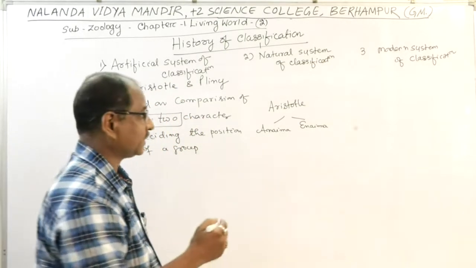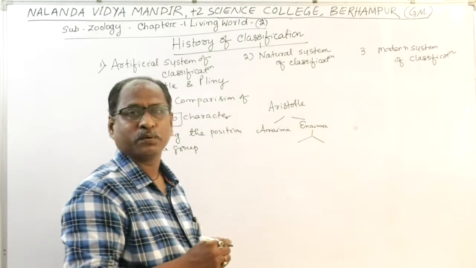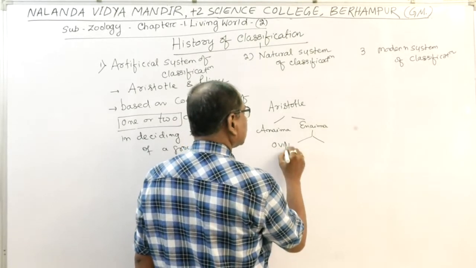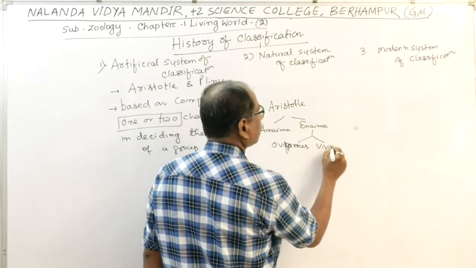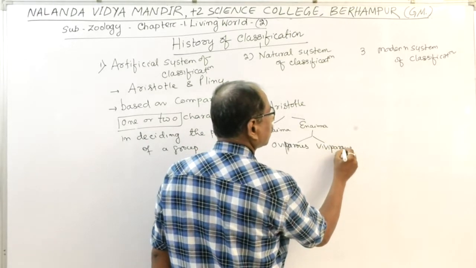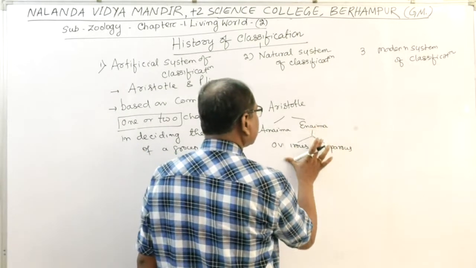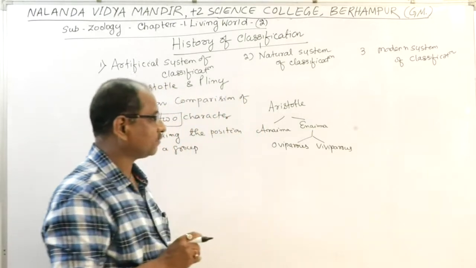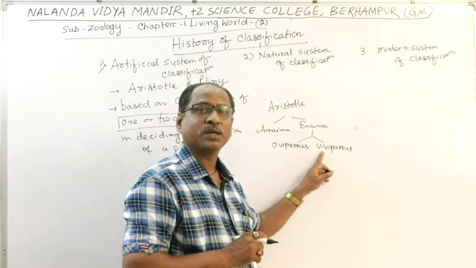One or two characters. Again, the animals are divided into two groups: oviparous and viviparous. The egg-laying animals are oviparous, and those who give birth to young ones are viviparous.